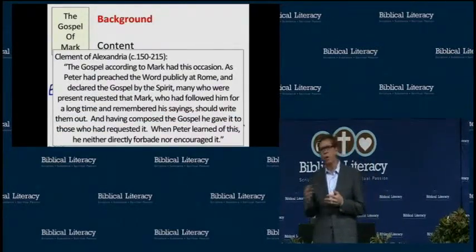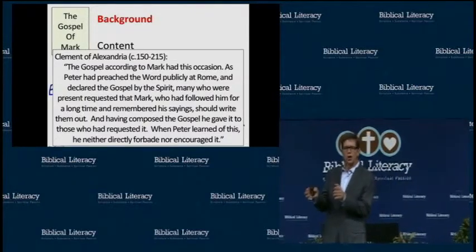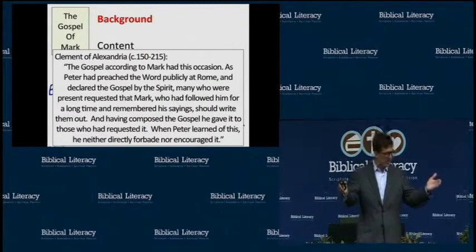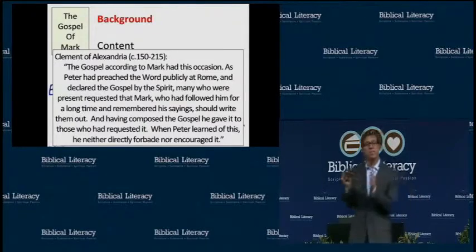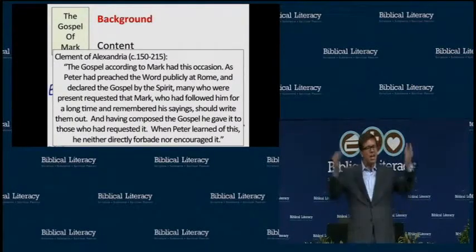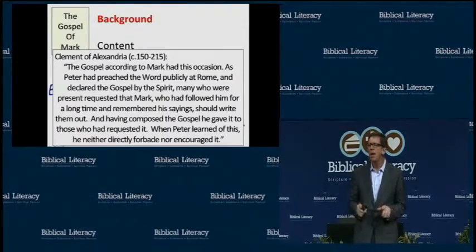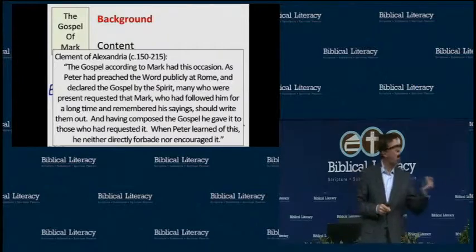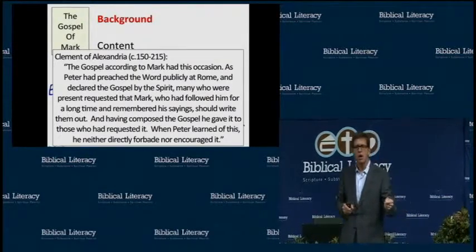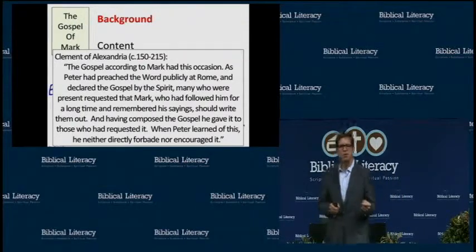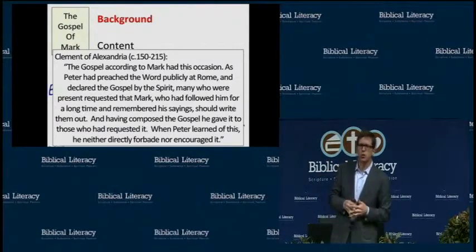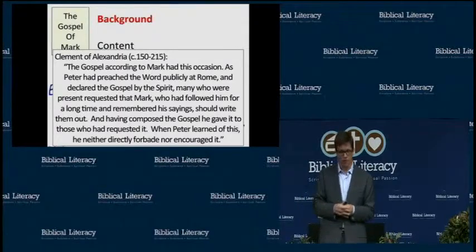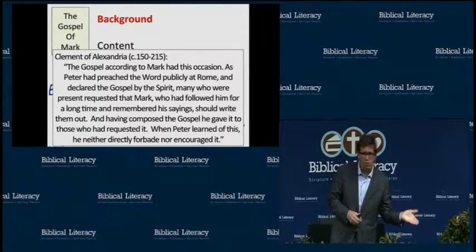Clement of Alexandria, born around 150, died around 215, said the Gospel according to Mark had this occasion. In other words, this is how it came about. "As Peter had preached the word publicly at Rome," which is where Peter was ultimately martyred, where Peter lived at the end of his life, "and declared the gospel by the Holy Spirit, many who were present requested that Mark, who was Peter's right hand, who had followed him for a long time and who remembered his sayings, should write them out. And having composed the gospel, Mark gave it to those who had requested it. When Peter learned of this, he neither directly forbade it nor encouraged it."